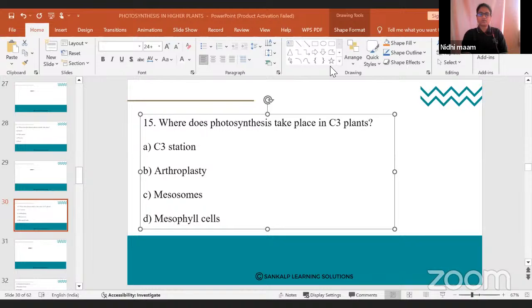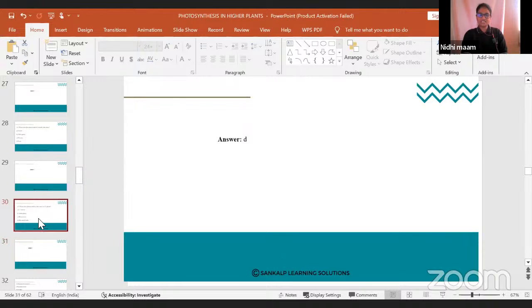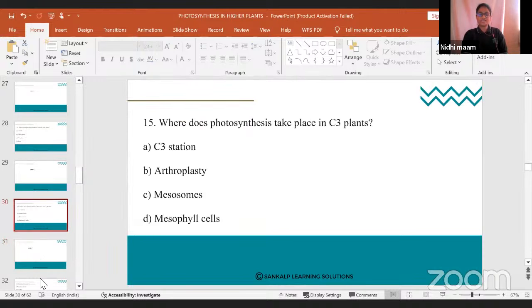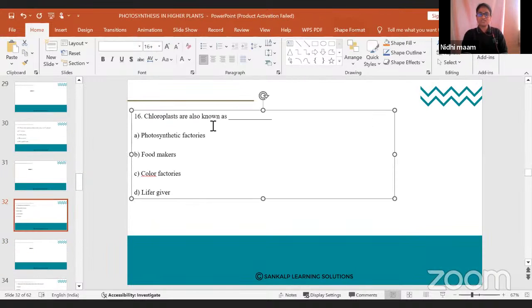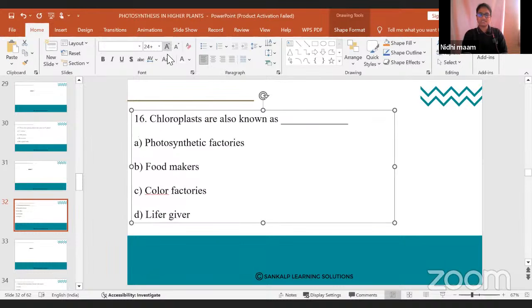So, some of you are voting for option D, mesophyll cells, some of you for option A, C3 station. In the C3 plants, the photosynthesis takes place in mesophyll cells. In which cells? Mesophyll cells. What happens there? Photosynthesis happens. Okay. Chloroplasts are also known as, what is another name for chloroplasts? Photosynthetic factories, food makers, color factories, life givers.